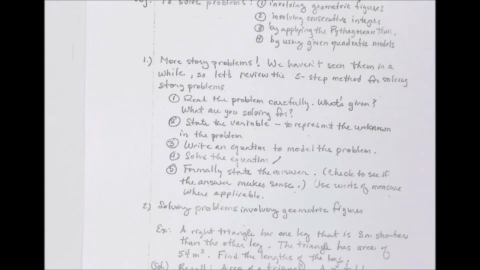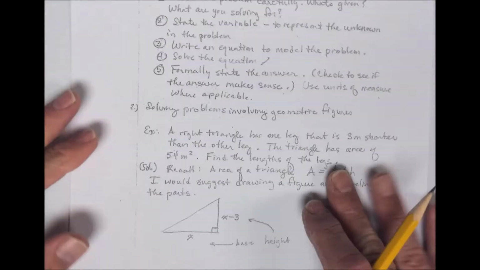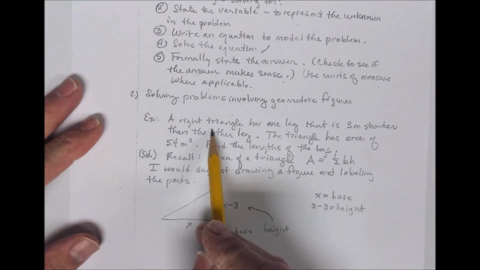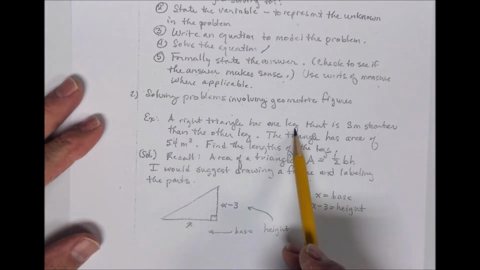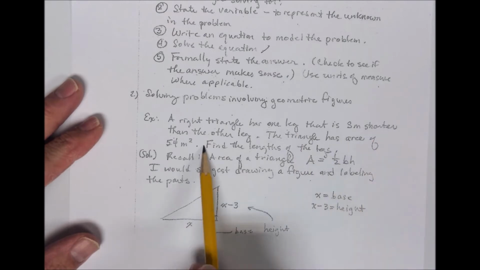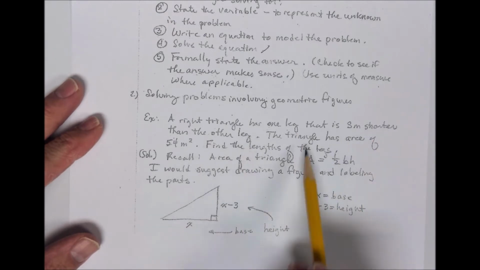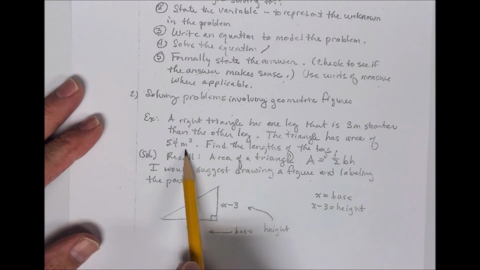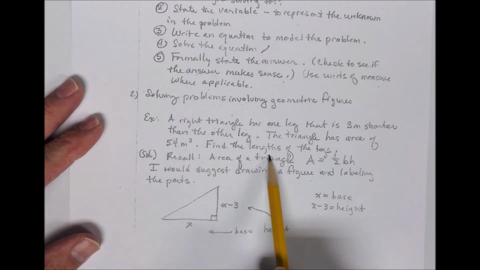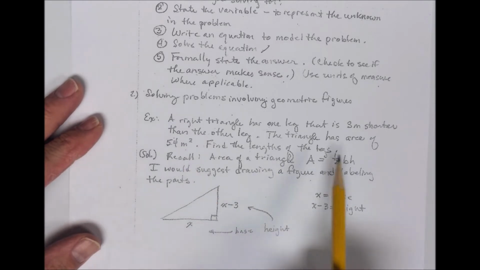All right, so now the first example, which involves a geometric figure, I've got all the steps written out. I'm just going to go over them with you, and I'm going to try to emphasize the importance of the order of the steps. All right, so a right triangle has one leg that is 3 meters shorter than the other leg. The triangle has an area of 54 square meters, and you're to find the length of the legs.